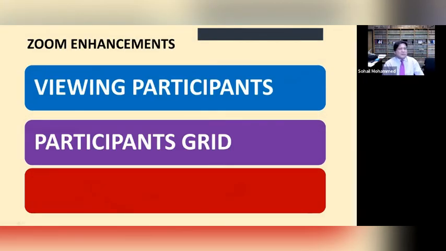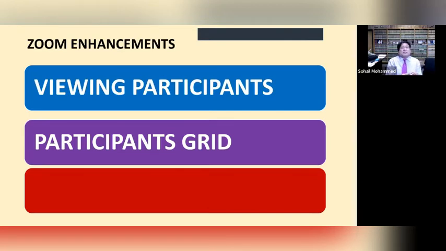Now, Zoom enhancements, a few points about Zoom enhancements. As you know, we have been using virtual Zoom since last March. Viewing participants, as I stated, there are several options: speaker view, gallery view. You can view by having them pinned, which means you're the only one who's going to see them. The person you're pinning does not know that you're pinning them.